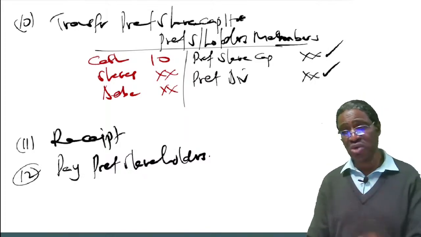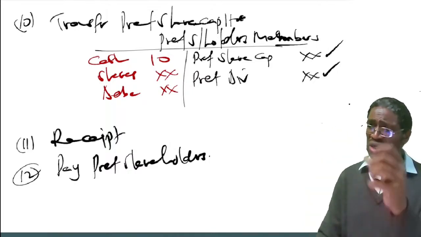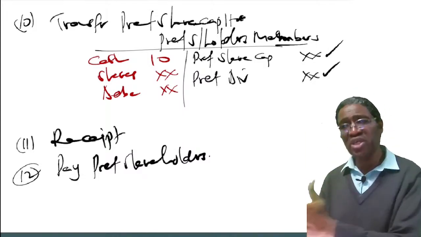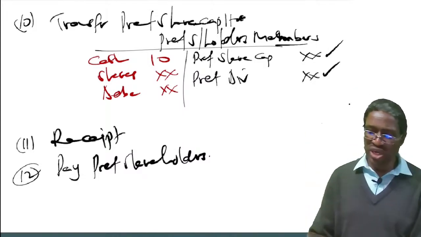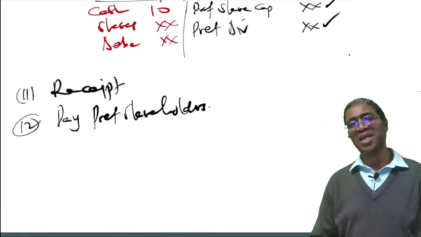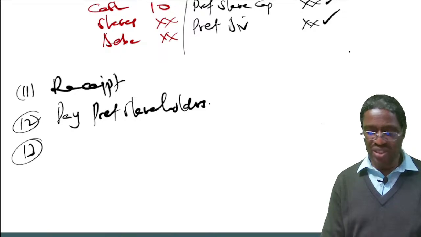Pay the preference shareholders what is due to them, either in form of cash, shares, or debentures. You credit cash, credit shares, credit debentures, and you debit the preference shareholders members. Good. That's our step number 12. We go to number 13.